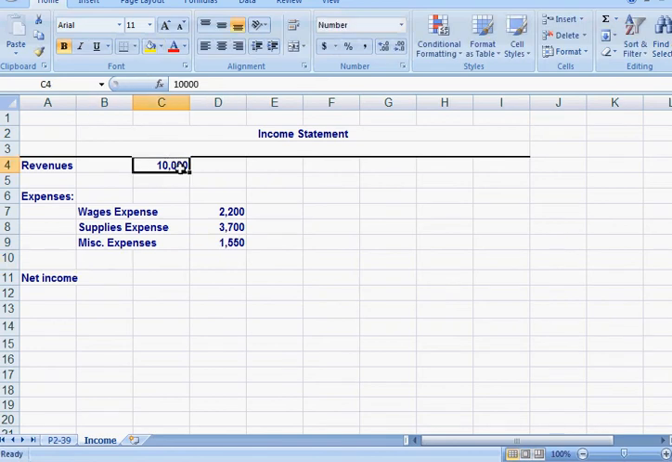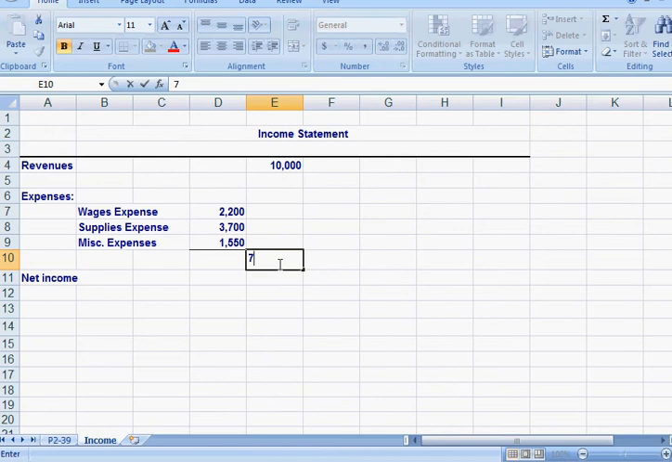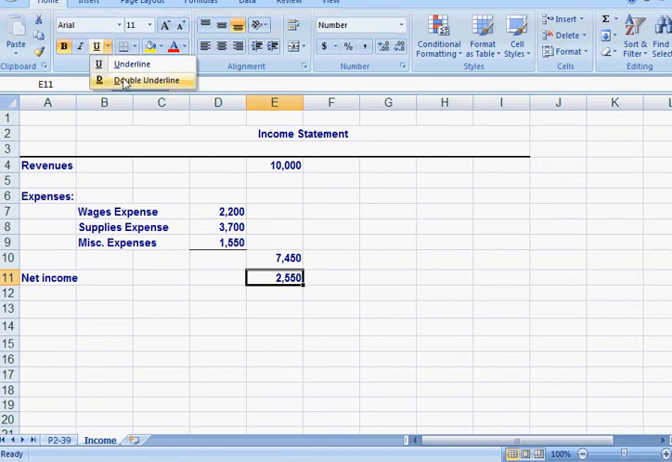So we're going to move the revenues over, and then we're going to get a total of your expenses, which is $7,450. So our net income is $2,550. Remember, we do the single line to indicate we're adding or subtracting, and then we do the double underline to show that we are at the end.